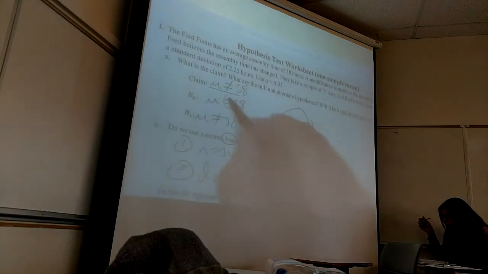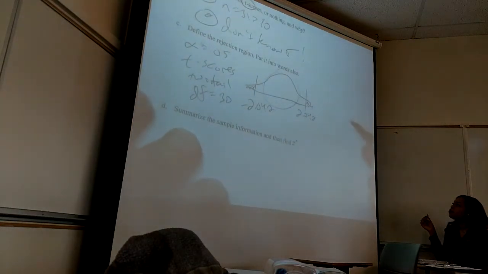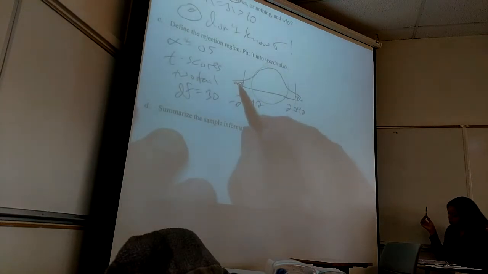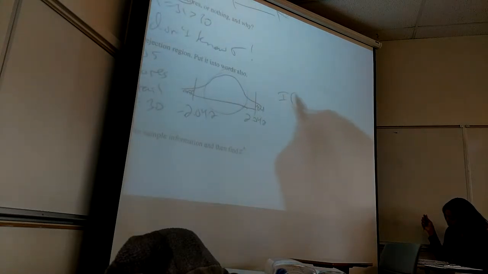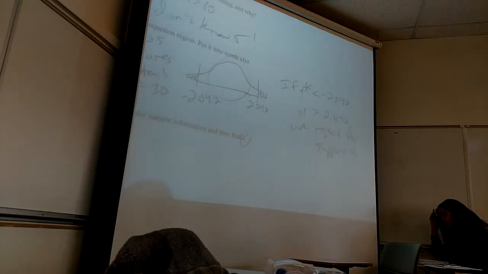The null always has an equal sign of some kind in it, so the null always thinks it's in there somewhere. That's why the rejection region, if we get in there, we reject the null, period. I know I put a z star there, but just go over it. If t star is less than negative 2.042 or greater than 2.042, we can reject the null, support the high. And if we don't get in there, then we fail to do both of those things.